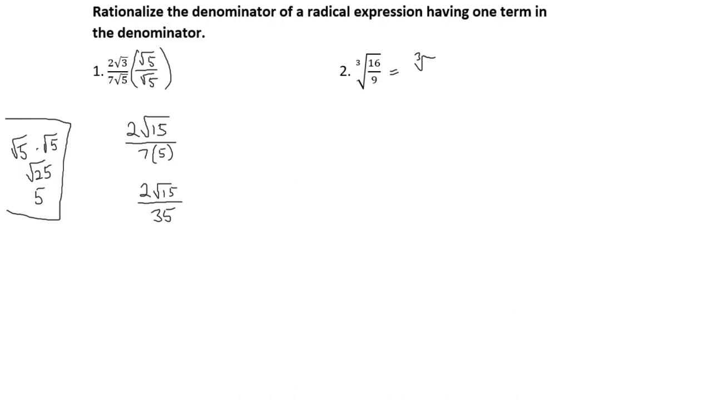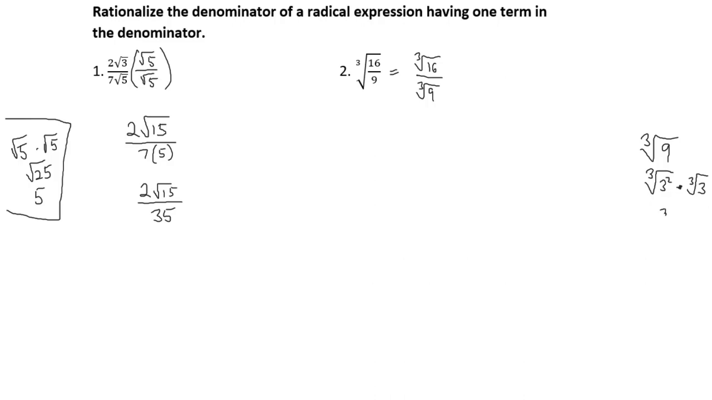So this will be the cube root of 16 over the cube root of 9. When we look at the cube root of 9, let's do some work over here on the side. Well, 9 is really 3 squared. So what we need is something that will make this a perfect cube underneath. So we're going to multiply by the cube root of 3.